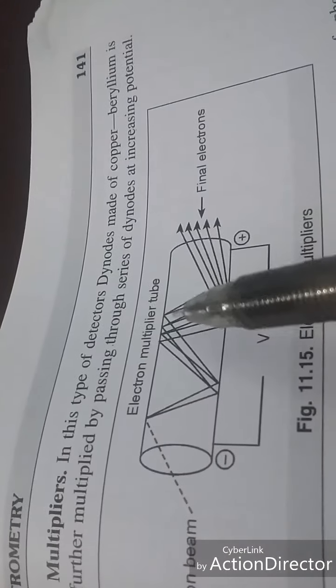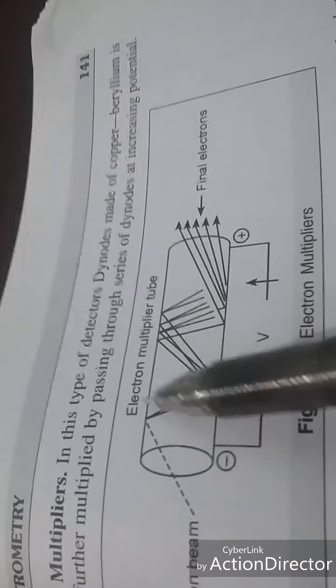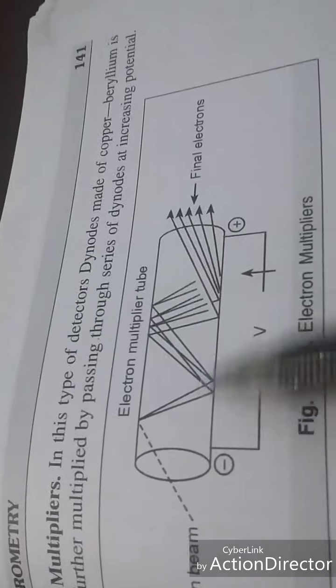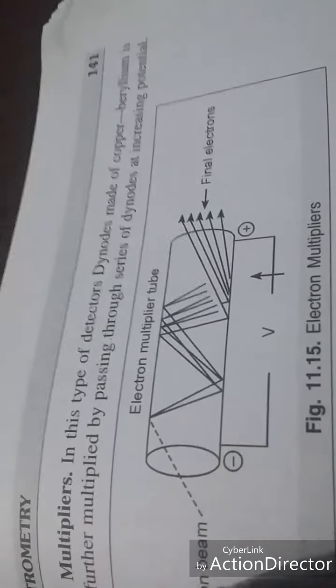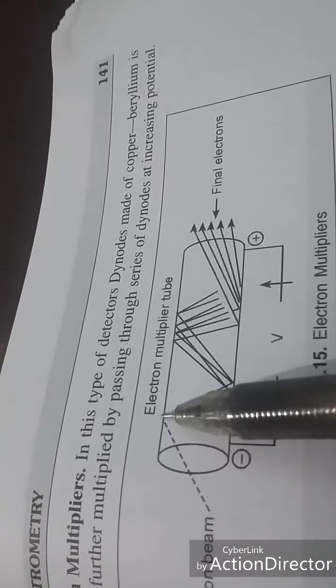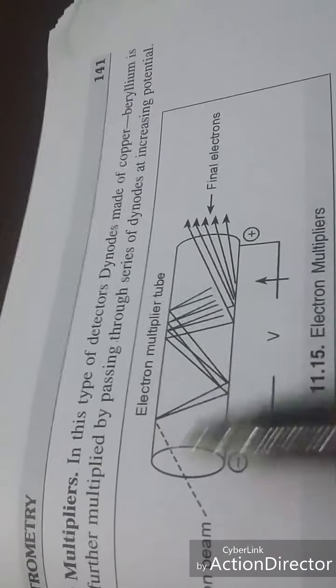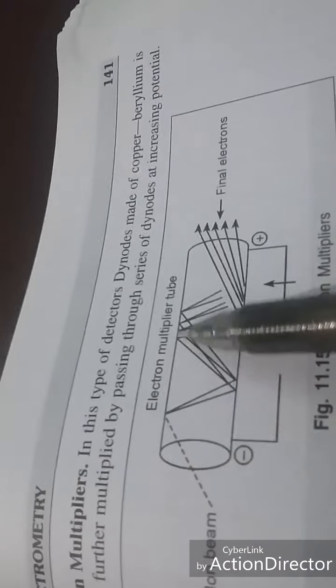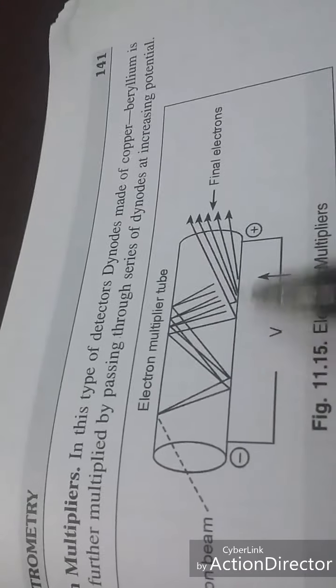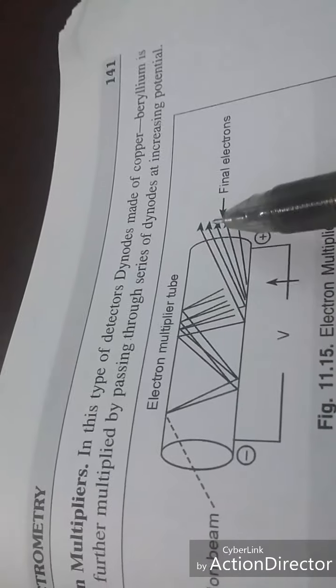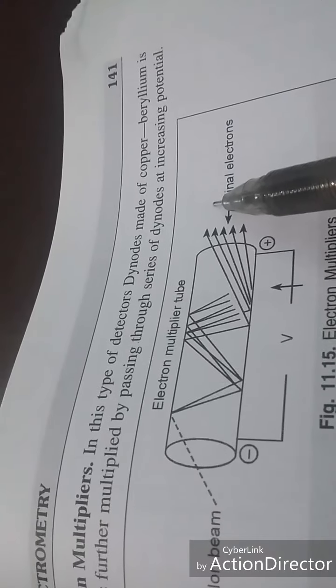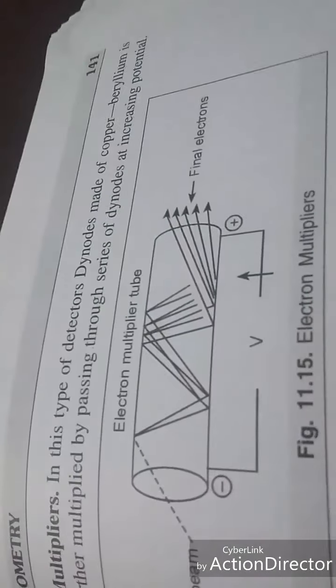This is the photomultiplier detector. In this type of detector, the dynode is made up of copper beryllium. So when a single ion beam comes inside the photomultiplier tube, it passes through a number of dynodes at increasing potential. As a result, finally we get a beam of electrons from a single beam.